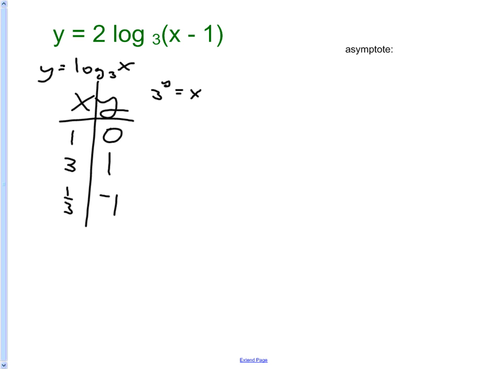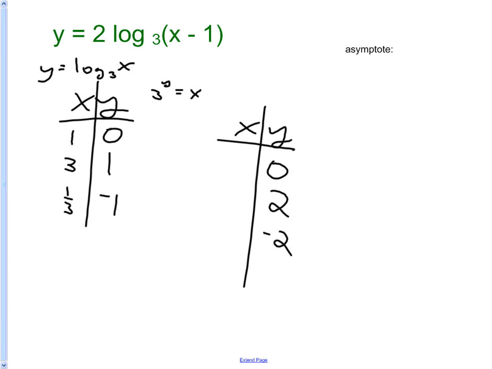Okay, I told you that there's 2 things going on here, multiplying and adding 1. And you would be smart to do the multiplying part first. So I'm going to multiply all of my y's by 2 and get my new ones. 0 times 2, 0. 1 times 2, 2. Negative 1 times 2, negative 2. Then I'm going to go and not subtract 1, but add 1 to all the x's. 1 plus 1 is 2. 3 plus the 1 makes 4. 1/3 plus 1 makes 1 and 1/3.